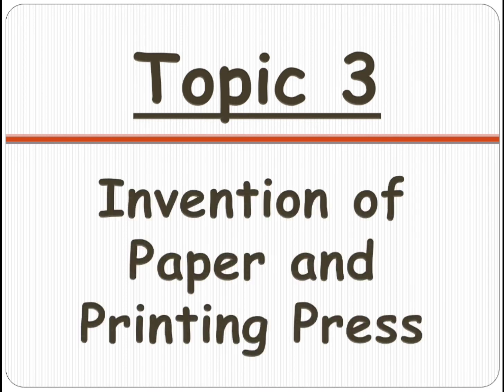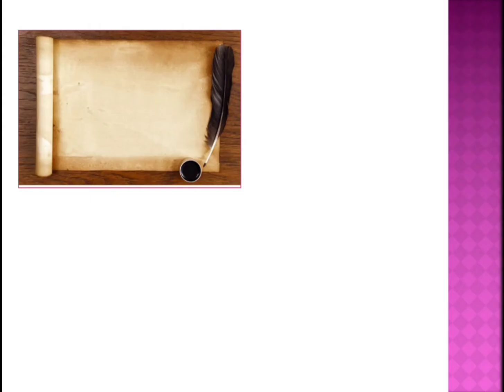Okay, so please open your social content book, children, and turn to page number 155. So, before the invention of paper and printing press, people used to write it on the backs of the trees or on the surfaces of cloth or on the stones, isn't it, children? But when paper was invented in 2nd century BC, so this paper was invented in China in the 2nd century BC.